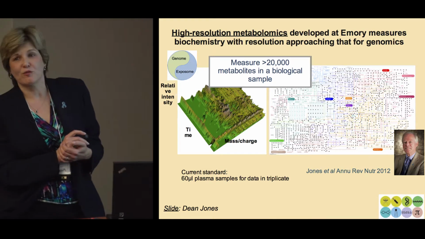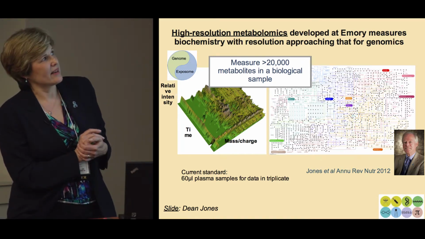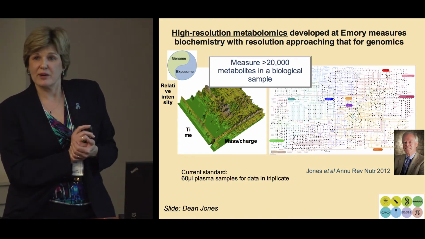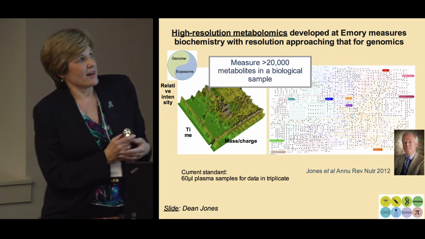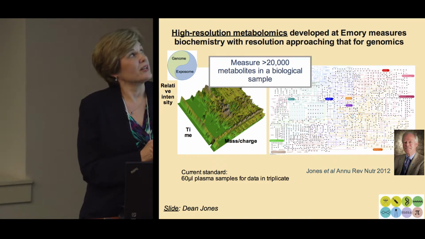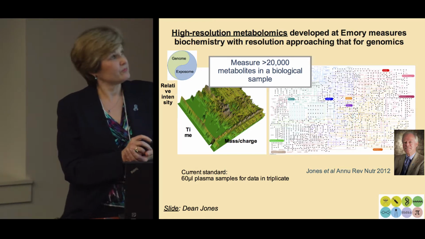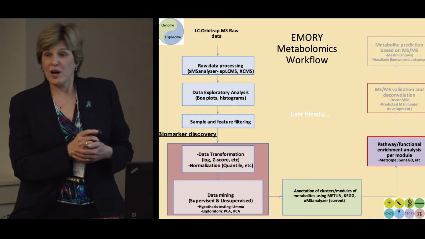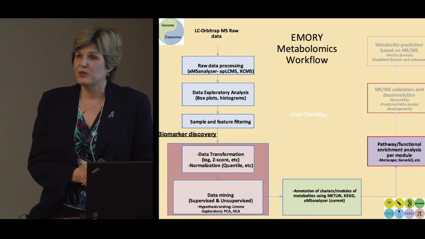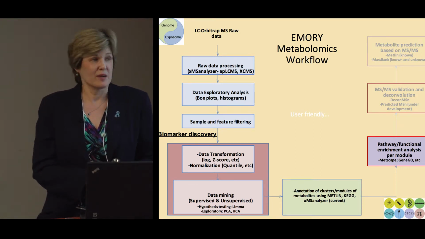You can now measure over 20,000 different metabolites in very small biological samples. We're talking about 60 microliters of plasma, able to get this kind of data. And Dr. Jones is an expert in being able to analyze this data. His team is trying to also make it accessible to people who are not experts in metabolomics and biochemistry.